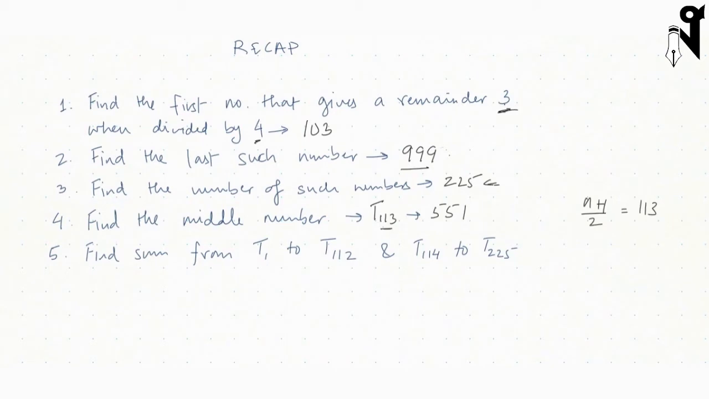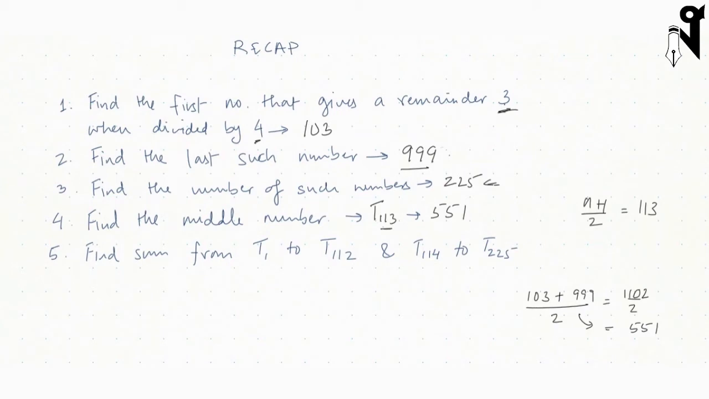Now I'll just give you a couple of interesting pointers. If I take the first number, that is 103, plus the last number 999, and divide by 2, this would give me 1102 by 2, which is nothing but 551. So immediately by doing this I can get the middlemost number, but the problem here is the same thing will not work for the number of numbers being even.